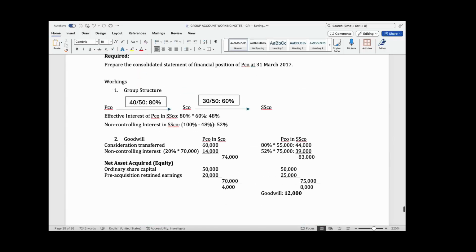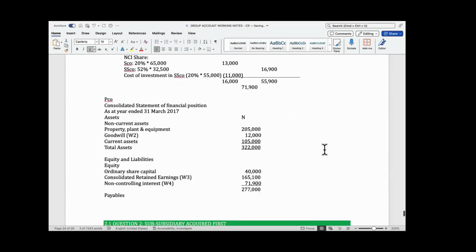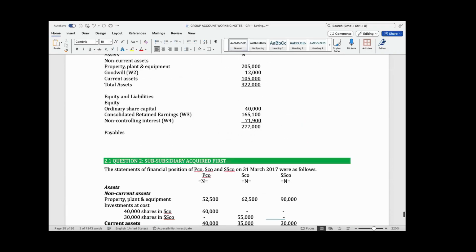So my payables: 15 plus 17.5 plus 12.5. What does that come to? 45,000. So what's my total equity and liabilities? 322,000.